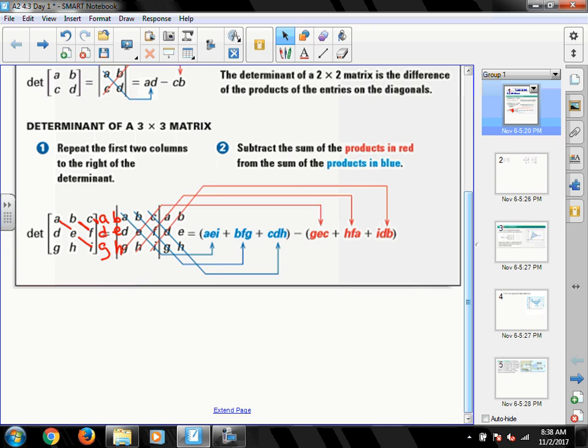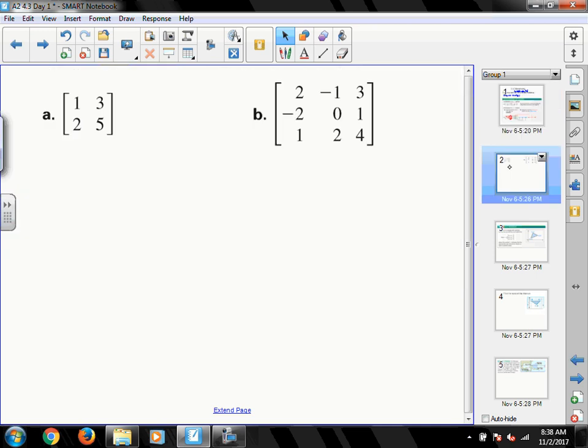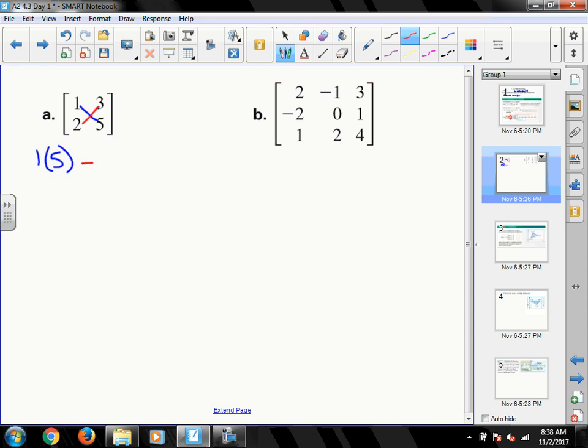I know this probably seems a little weird right now because there's no numbers. So let's take a look at some examples here. So, I've got my 2 by 2 matrix. I'm trying to calculate the determinant. So I'm going to start top left, go down to the right. So I'm going to take 1 times 5, and I'm going to subtract bottom left to top right, 2 times 3. And I'm going to get 5 minus 6. So my determinant is going to be -1.